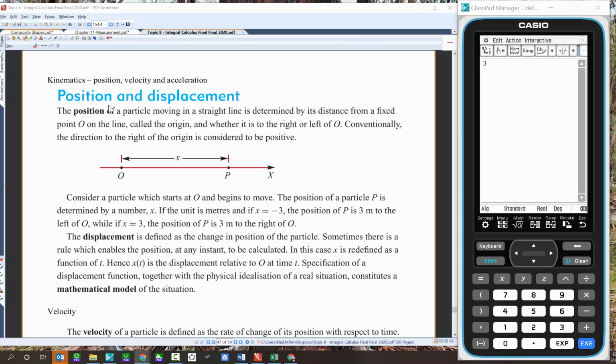This lesson's going to be a pretty superficial look at kinematics, where we're discussing position, velocity, and acceleration. So let's just go through the basics of kinematics.